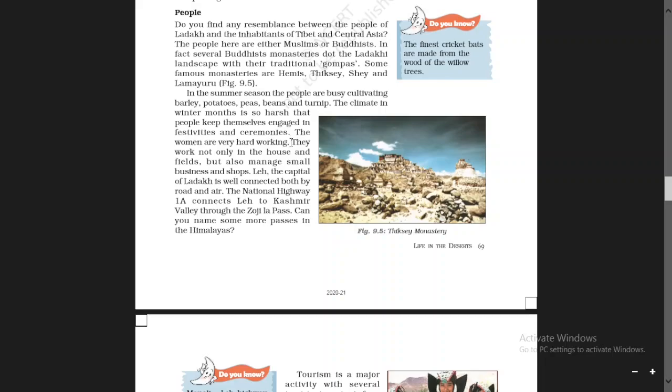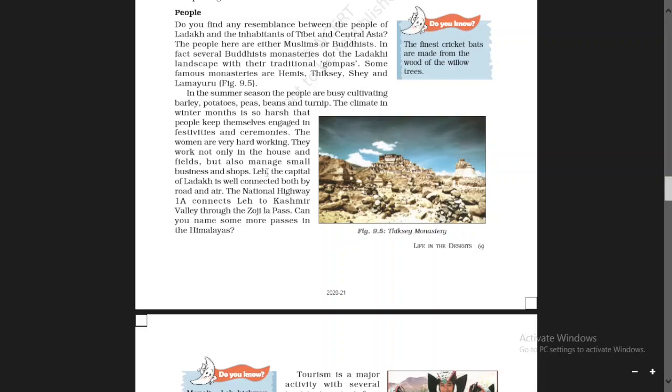The women are very hard working. They work not only in the house and fields, but also manage small businesses and shops. So among the people of this area, women are very hard workers. They work not only in the house and fields, but they also manage small businesses and shops.